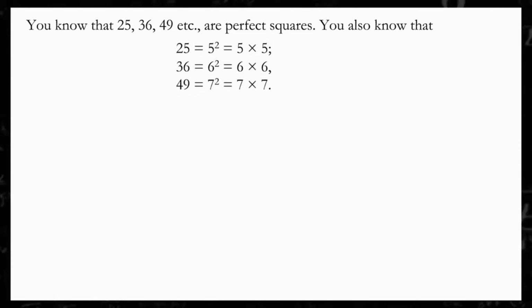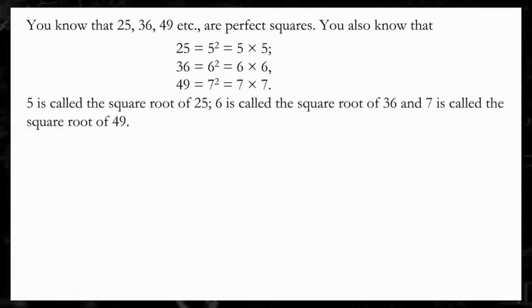Square roots. You know that 25, 36, 49, etc. are perfect squares. You also know that 25 is equal to 5 square, which is equal to 5 into 5. 36 is equal to 6 square, which is equal to 6 into 6. 49 is equal to 7 square, which is equal to 7 into 7. 5 is called the square root of 25. 6 is called the square root of 36 and 7 is called the square root of 49.